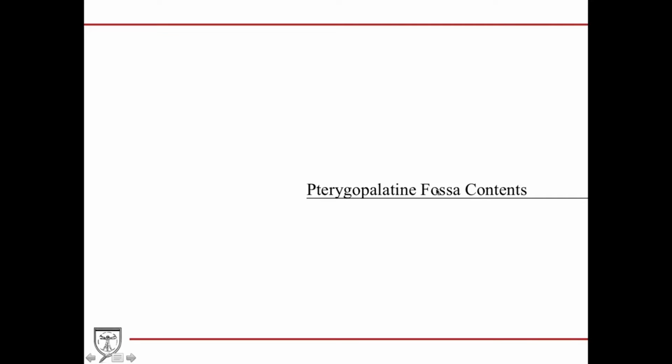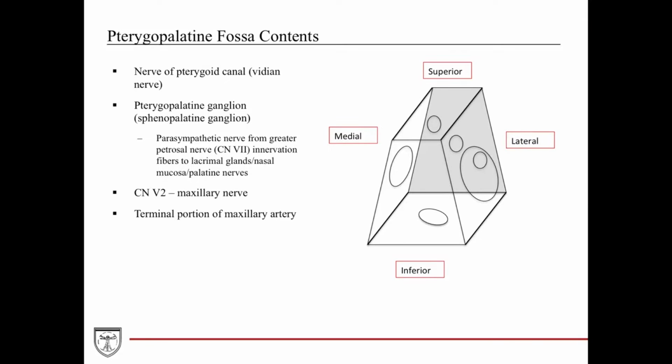So we're going to talk about the contents now. There are pretty much four big overarching contents that come through this area. Even though it's so small, there are four contents, which is hard to believe. One is the vidian nerve, or the nerve of the pterygoid canal. Another one is the pterygopalatine, or PT ganglion, also called the sphenopalatine ganglion.